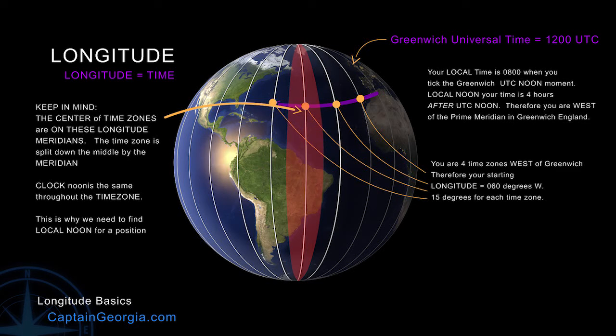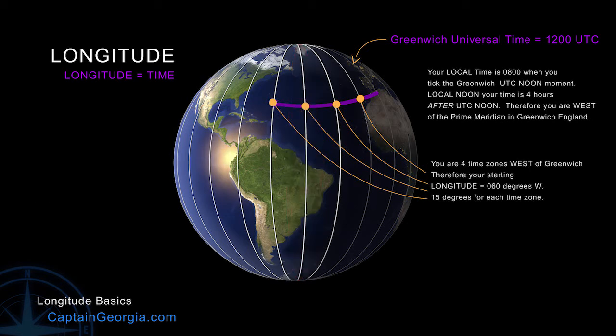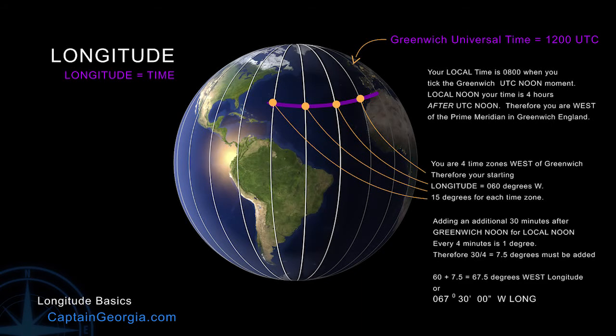And each of those time zones is 15 degrees. So we're going to add those 4 time zones together. Each of those time zones is 15 degrees. So 15 times 4 is 60. So our base position is 60 degrees west.